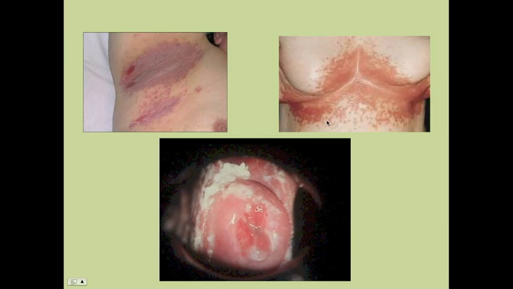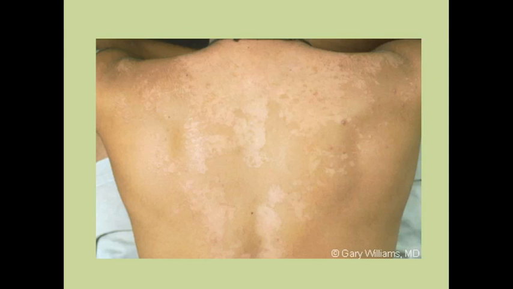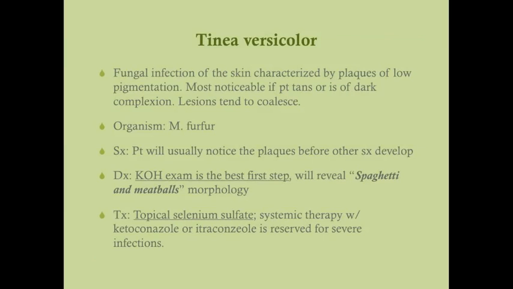Okay, what's this? So this is a guy that normally he's a pasty-faced white guy. Let's say he's of Swedish descent, and he went out for a suntan and got nice and tan all over his body, but somehow his back is looking like this. And this man has Tinea versicolor. Tinea versicolor is also a fungal infection of the skin, and it's characterized by plaques of low pigmentation.